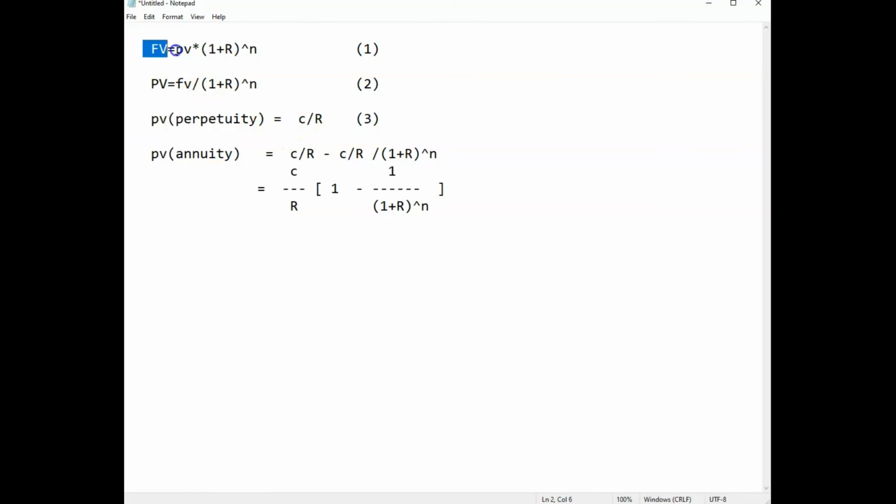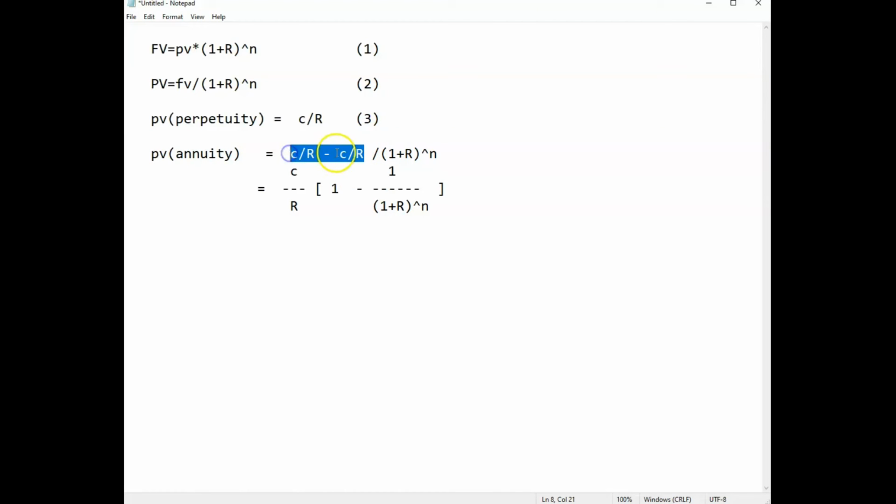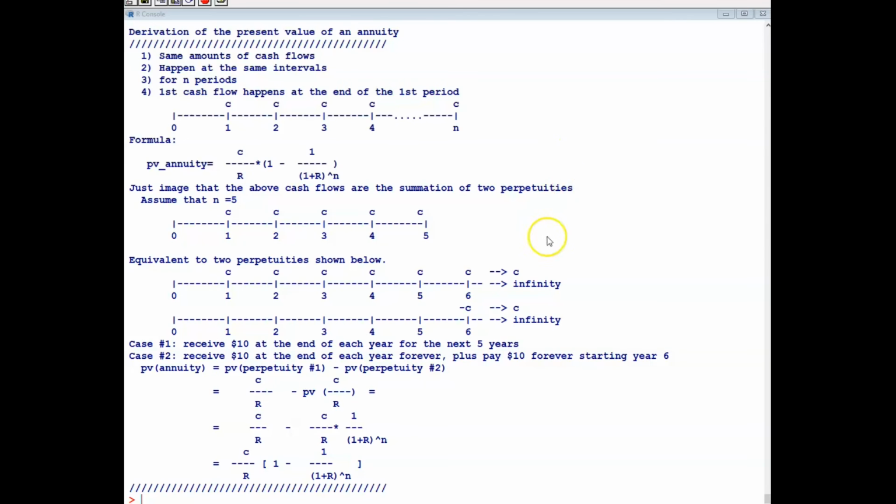I repeat. This is our equation number 1: we have a present value and we calculate the future value. This is equation number 2: we are given a future value, discount rate and n, and we calculate the present value. This is the present value of perpetuity, the simplest formula. The present value of annuity is a combination of these two. We write C over R minus C over R, then treat the second C over R as a future value and discount it by n periods. Then we simplify, and this will be our final result. Now let's look at how to derive this formula officially. Let's look at a simplified version.